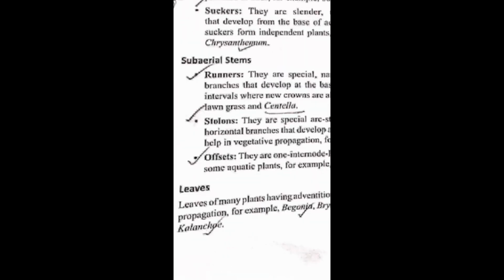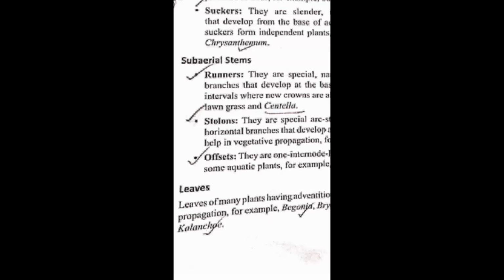Okay, here you must know what is a runner, and the examples given. What is a stolon? What are the examples? What is an offset? Offset is nothing but there is a node in between. That means there are two branches, and in between the two branches there is a long node. Okay, a long node is present.